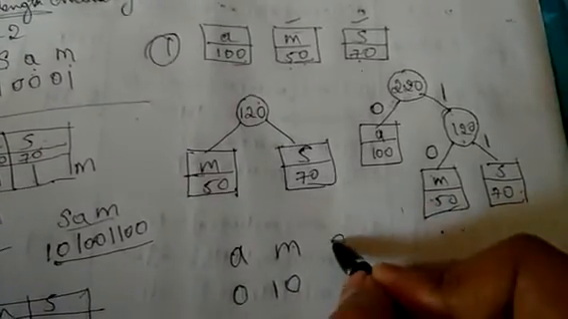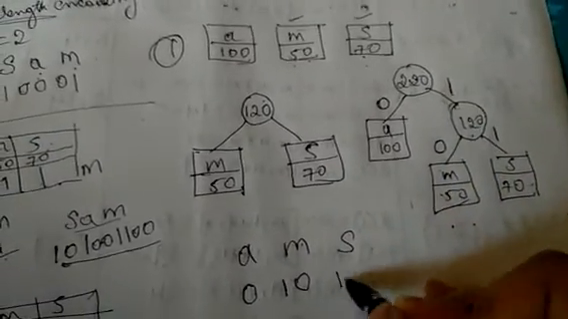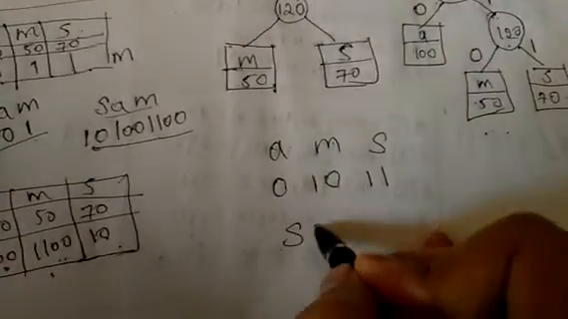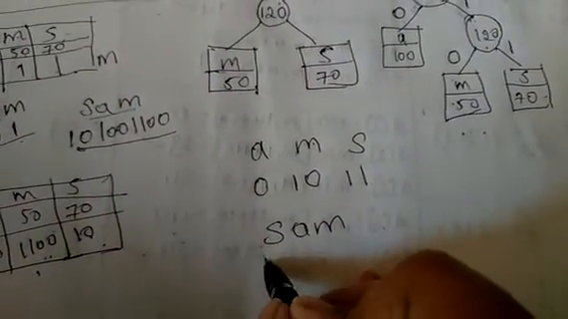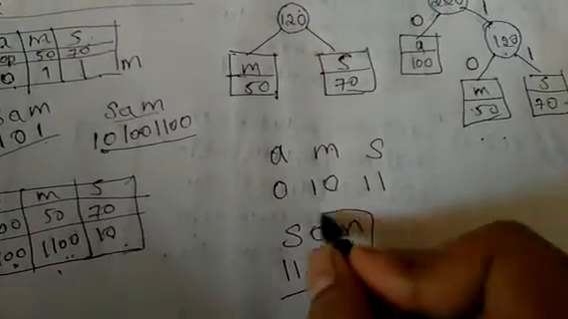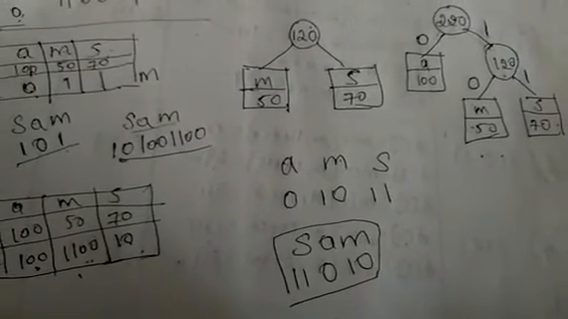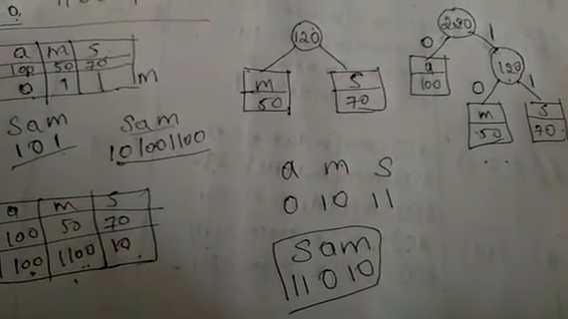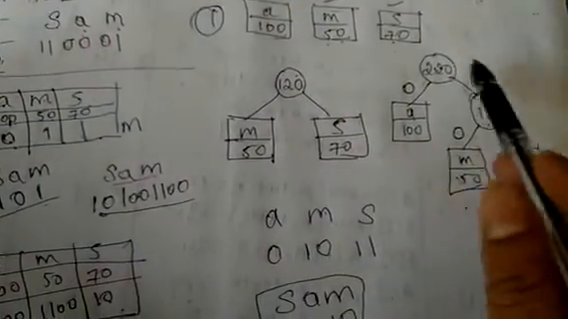Then for S, what is the code word? It is 1 and then 1. 1 1 is the code word. So for SAM, what is the encoded format? 1 1, 0, and 1 0. This is the encoded format for SAM. This is how we do Huffman coding using Huffman trees. This is called the Huffman tree.